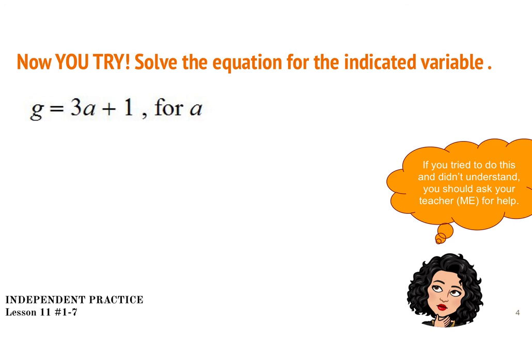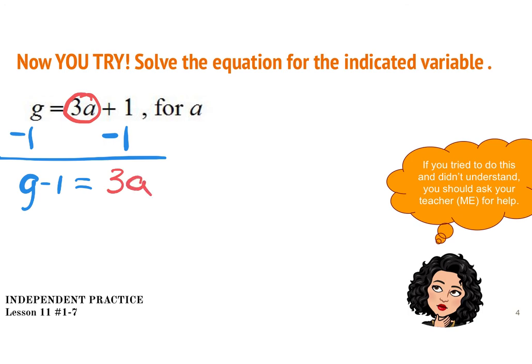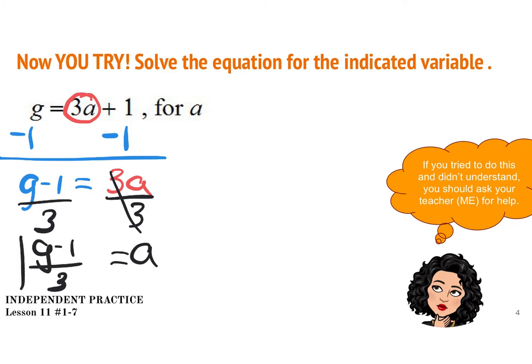Okay, so we want to isolate the variable a, so 3a has to stay, and we're going to get rid of the 1, so we're going to do minus 1 on both sides. So g minus 1, 3a stays, so then we're going to divide by 3 on both sides. So a is equal to g minus 1 over 3.